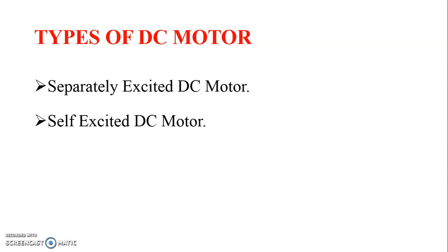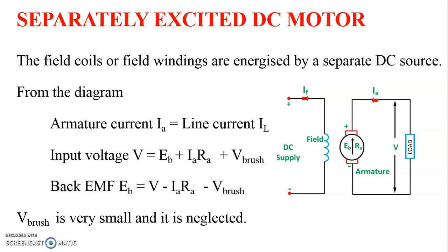So next is the types of DC motor. There are mainly two types of DC motors available. One is the separately excited DC motor and another one is the self-excited DC motor. First is the separately excited DC motor. As the name itself suggests, it is separately excited. The field coils or field windings are energized by a separate DC source. Here in the figure, the field coil is energized by using a separate DC source. That is called a separately excited DC motor.